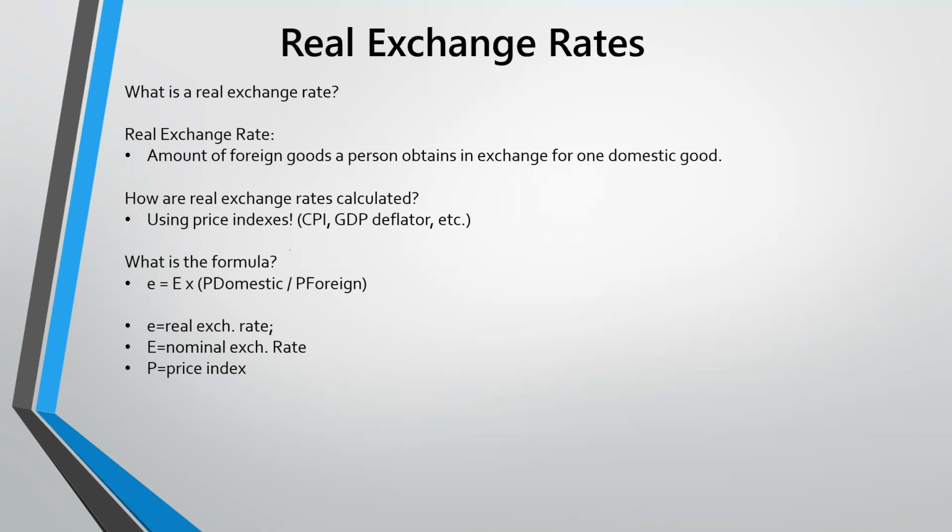All right, real exchange rates. What is a real exchange rate? Well, this is going to be the amount of foreign goods a person obtains in exchange for one domestic good. How are real exchange rates calculated? Well, these are calculated using price indexes such as the CPI and the GDP deflator. And what is the formula? How do we determine this? Well, the real exchange rate would be equal to the nominal exchange rate multiplied by the price index of the domestic over the price index of the foreign.